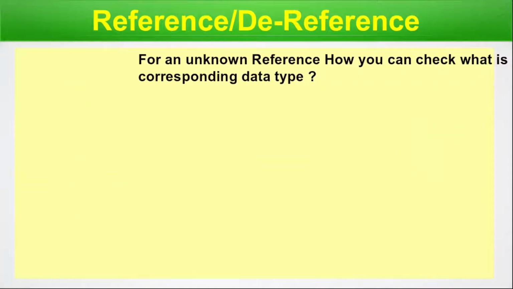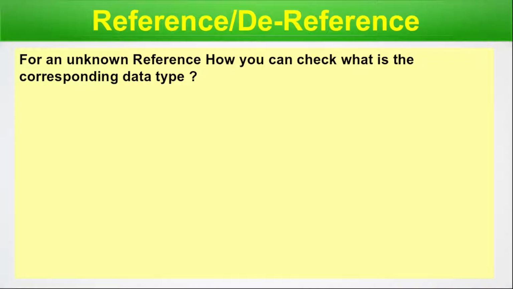Here we will be discussing referencing and dereferencing. Let us see the questions. For an unknown reference, how can you check what the corresponding data type is? This can be asked as a tricky question even for an experienced Perl programmer. You are debugging a nested code, there could be multiple Perl files which are interconnected and talking to each other, and you do not know where this particular reference came from.